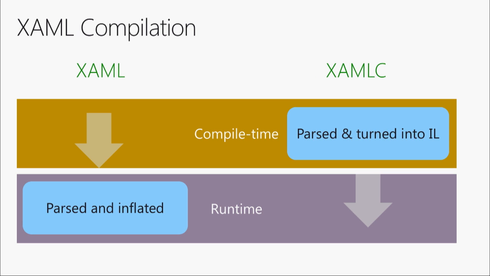Now, with XAML-C enabled, the parsing happens at compile time, and the XAML is turned into IL, intermediate language, and that replaces the initialize component call, so that at runtime I don't have to pay this cost anymore. So it's a little bit of a longer build. You probably won't notice it much, but at runtime it's going to give you a really nice, snappy UI.